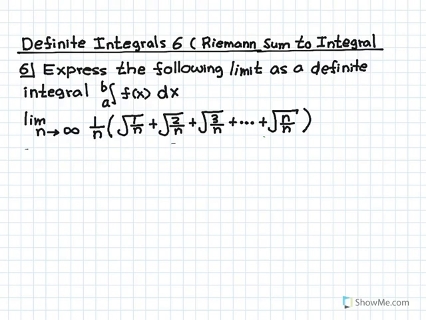In this video, we're going to look at another example of turning a Riemann sum into an integral. So we have limit n goes to infinity 1 over n, root of 1 over n plus root of 2 over n plus root of 3 over n plus dot dot dot plus root of n over n.